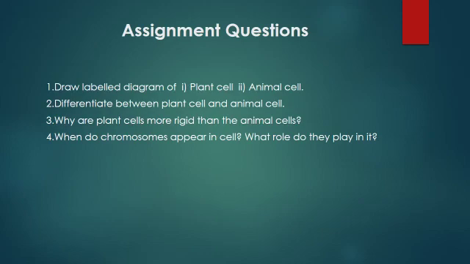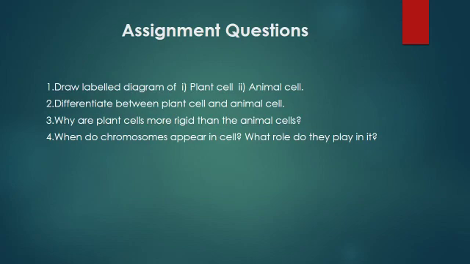These are the assignment questions, and you have to write them in your rough notebook. Question number 1 is draw label diagram of plant cell and animal cell. Label diagram means you have to write the names of parts of plant cell as well as animal cell, and you have to keep the points that I have told you while drawing the diagrams.